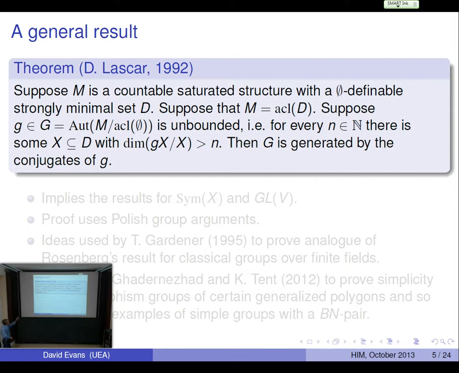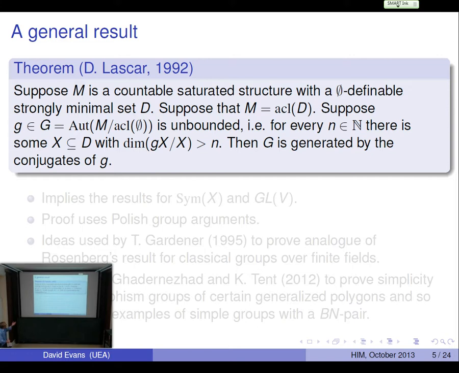Okay, so at least you can see what the conclusion is, even if you don't know what a strongly minimal set is. So strongly minimal sets, they're first-order structures which you can't definably split into two infinite pieces. So examples are things like a pure set or a vector space over a finite field, over a field in the appropriate language, or an algebraically closed field. So they're important structures. And here's a general result about automorphism groups of such things.